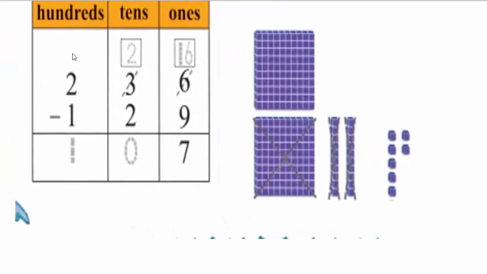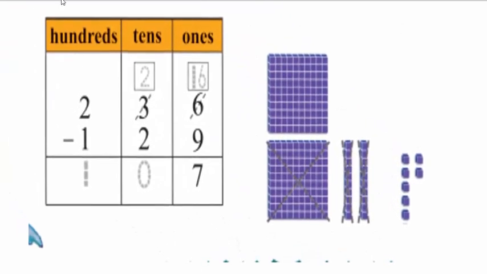Now I am going to explain the new lesson, a new way to do the subtraction. For example, we will do it like this: 236 minus 129 equals what? If we want to do the subtraction, we cannot start from the hundreds and say 2 minus 1 equals 1. No, and we cannot start from the middle also. We should start from the ones.